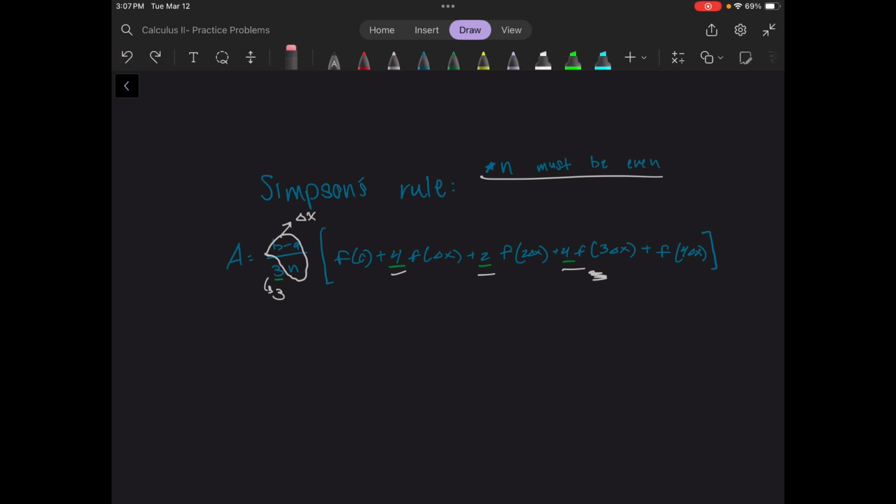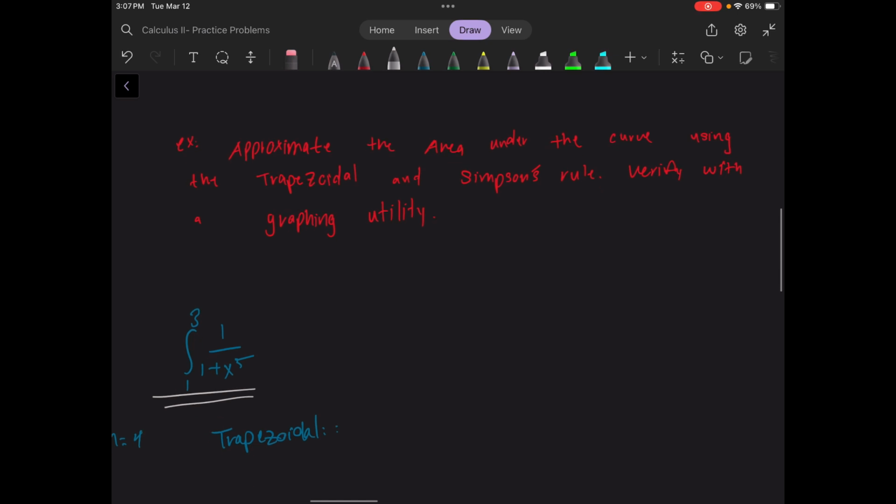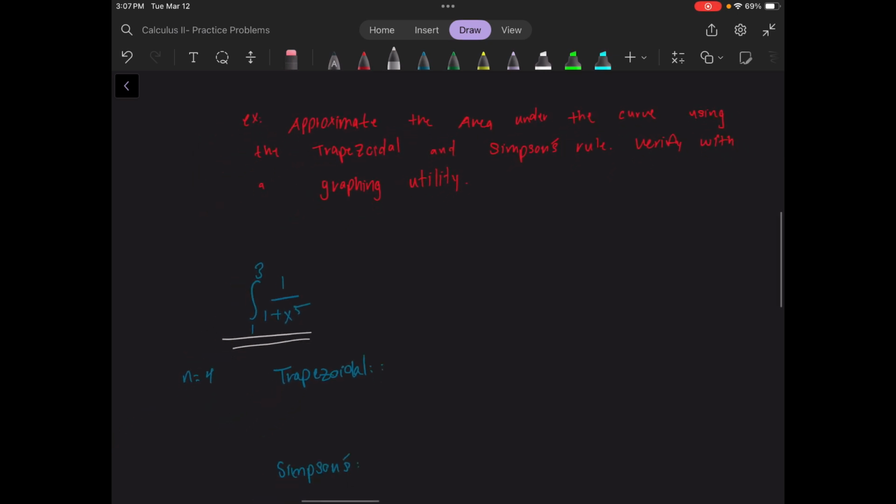So once you memorize the trapezoidal rule, this one will be easy. You can set it up when you're doing the approximations so that all you have to do is change, again, this 2 to that 3, and change the coefficients of every other trapezoidal base length, right? So once we have these two memorized, we can look at actually doing some approximations. This says approximate the area under the curve using the trapezoidal and Simpson's rule, verify with a graphing utility.